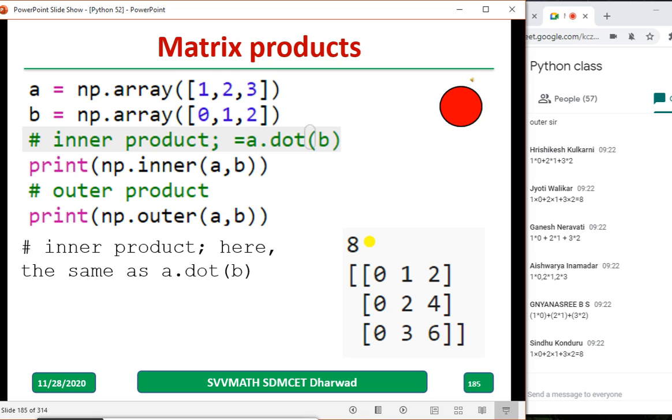This is the way how you get the result 8 and 012, 024, 036. The inner product and A dot B, both answers will be the same. You can try, you can execute both and check the answer also.